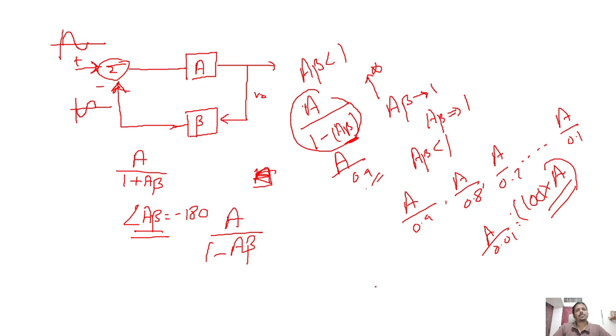But if A beta equals 1, the denominator is 0, so that is like infinity into A. So it's not a bounded output. So if A beta is less than 1, definitely it is stable, right?